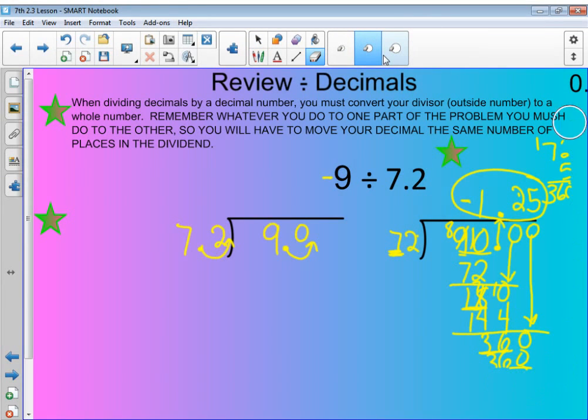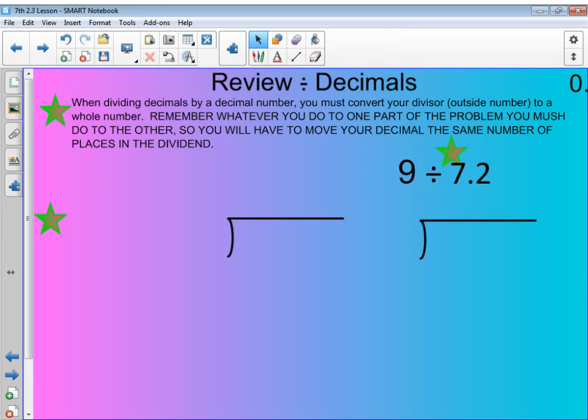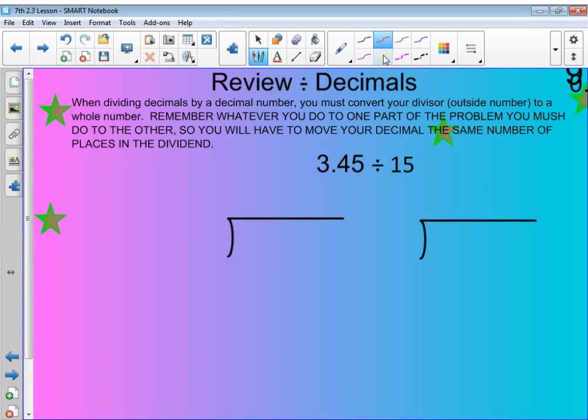Okay, so let's do another one here. Okay, so we've got 3.45 divided by 0.15, I should say. Okay, that's what it originally looks like. So if we move 2 places to make it a whole number, it becomes 15. Whatever we did on the outside, we have to do to the inside. So 345.